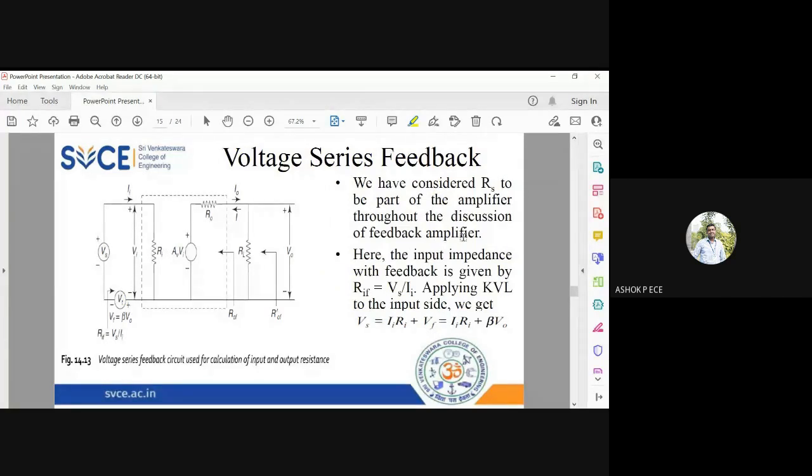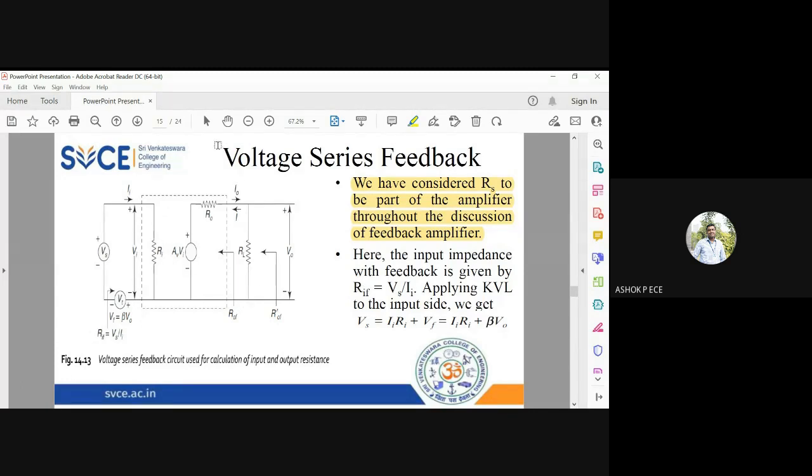Okay, so we have considered that usually we have Vs in series with Rs, and Rs and Ri are in series, so Rs is going to be considered along with Ri. We have incorporated Rs plus Ri as a single resistance Ri. So first we will be finding the input resistance RIF. Our goal is to find RIF and R0F for all the 4 types of amplifiers.